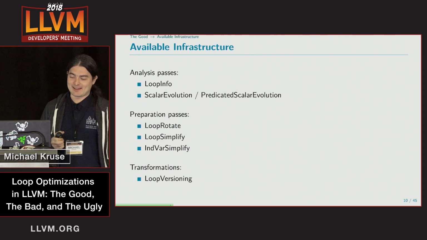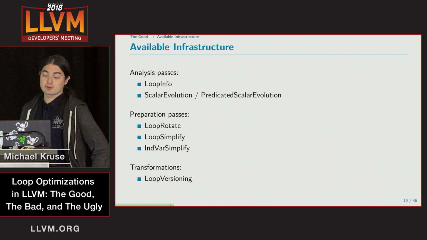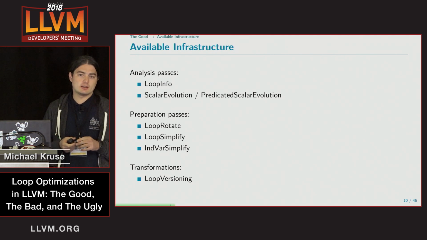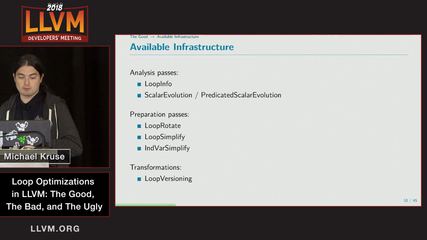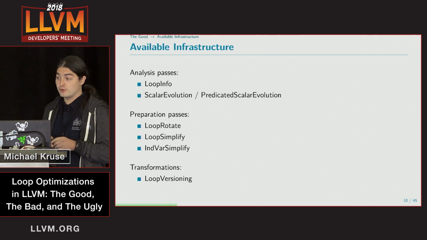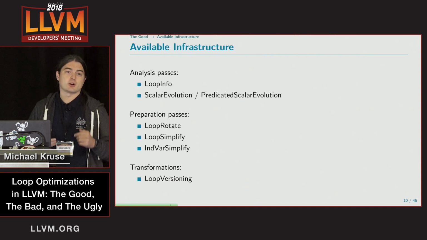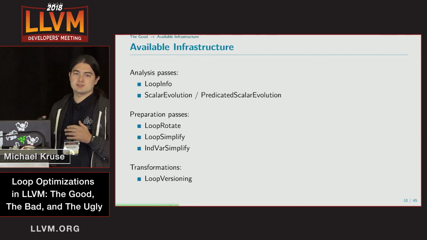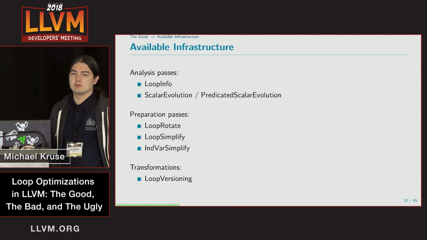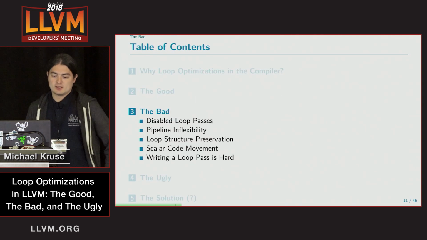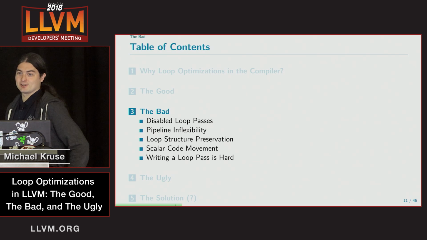Next, we have preparation passes, like loop rotation and loop simplification, to improve the canonical loop form that we have. And for transformations, multiple passes make use of the loop versioning class, which copies your loop, so you can modify one and have a fallback in case some conditions fail that are necessary for your transformations. So we had four slides about what's good.